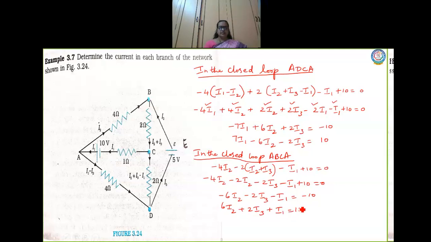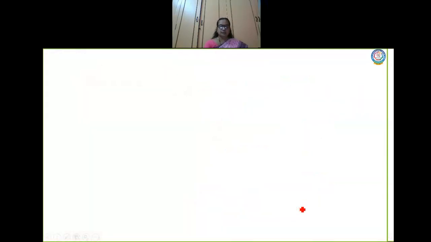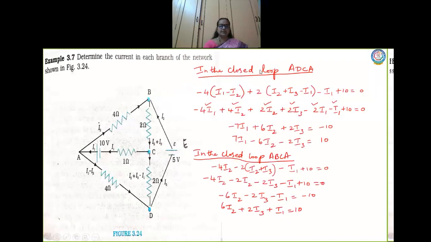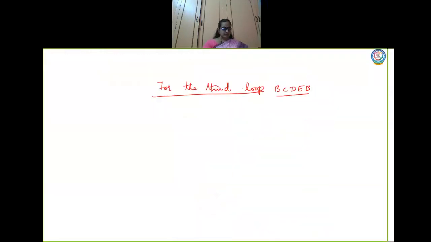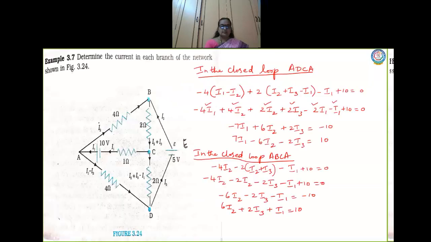Similarly, for the third loop, what is the third loop? B, C, D, E, B. So B, C, D, E, B here. With this, I'm going to have the equation. We'll write it as, we have to start from here, right?